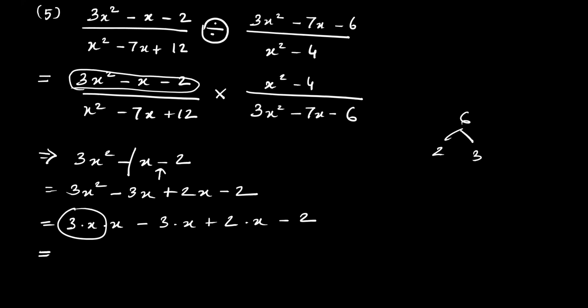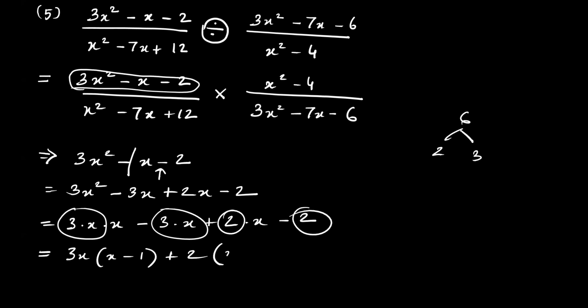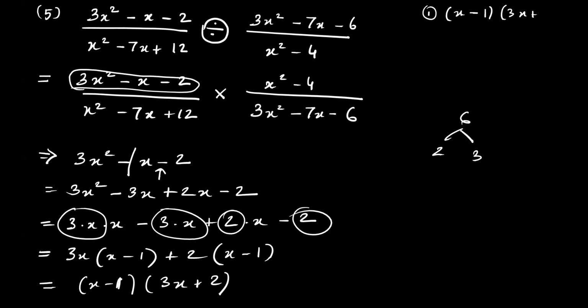What is common in these two? 3x is common. So if 3x goes outside, what remains inside? X minus 1. What comes common here? Plus 2. So 2 is common. If 2 goes outside, what is inside? X minus 1. Okay, what is the final answer? 3x plus 2 into x minus 1. Perfect. So I'm going to write the first one over here. I'm going to make a list so I can add later. 3x minus 1, 3x plus 2. Now let me erase this.